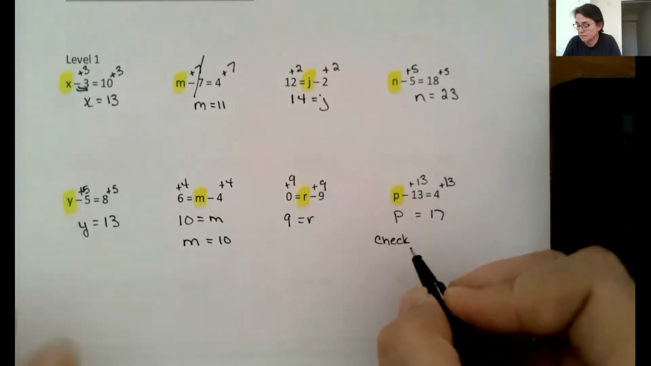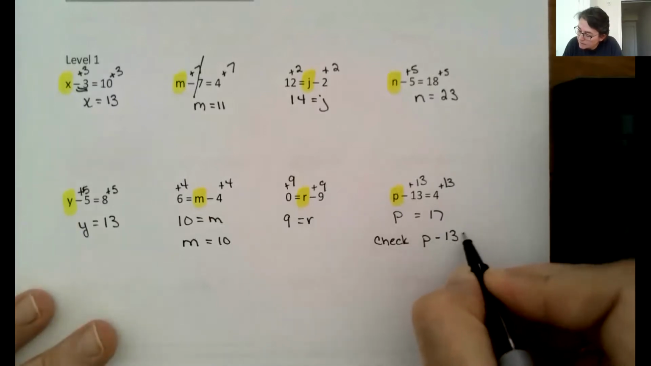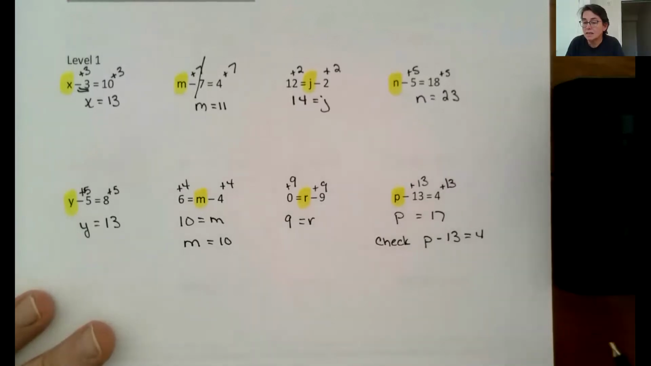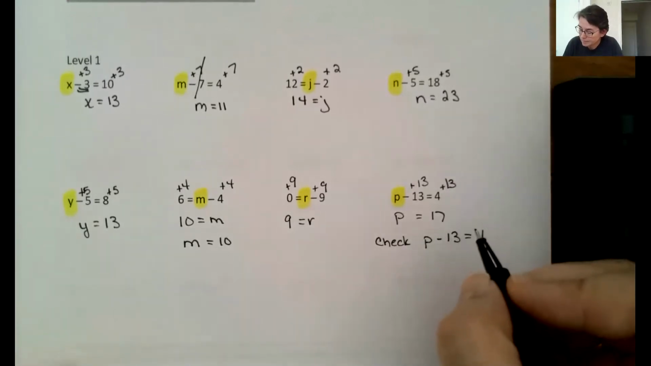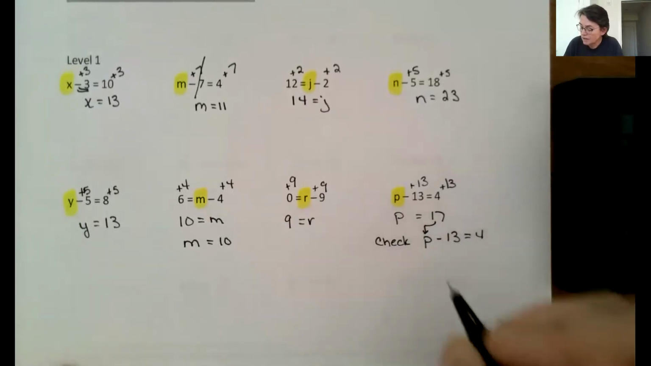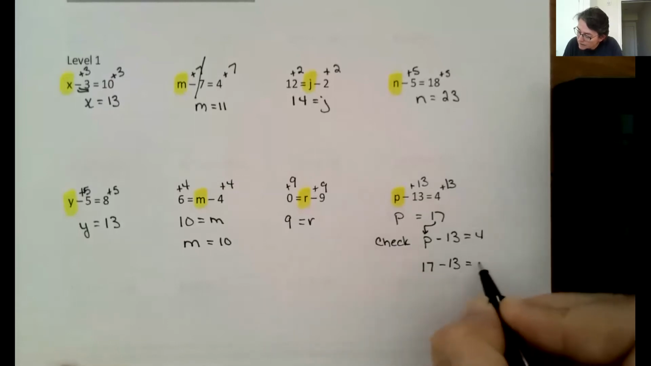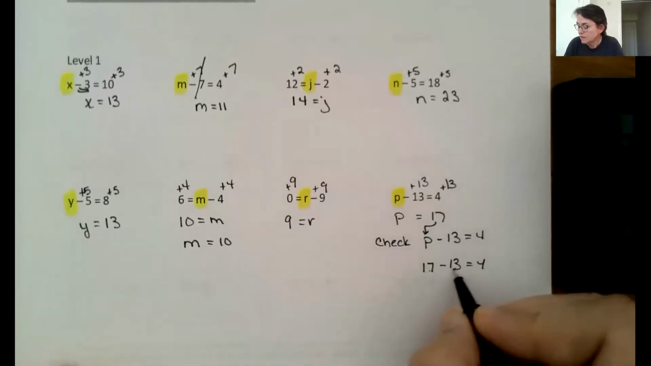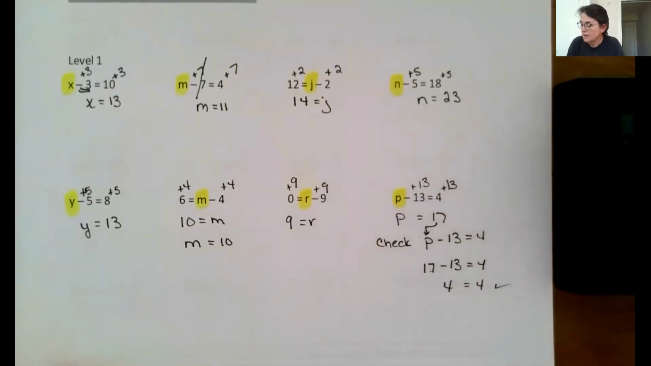Three steps. First, rewrite the original. The second step is to substitute. Sorry, the word just escaped me. Take your answer and put it into that equation. 17 minus 13 is equal to 4. 17 minus 13 is 4, and 4 is equal to 4. And we're golden, and that was a beautiful equation.